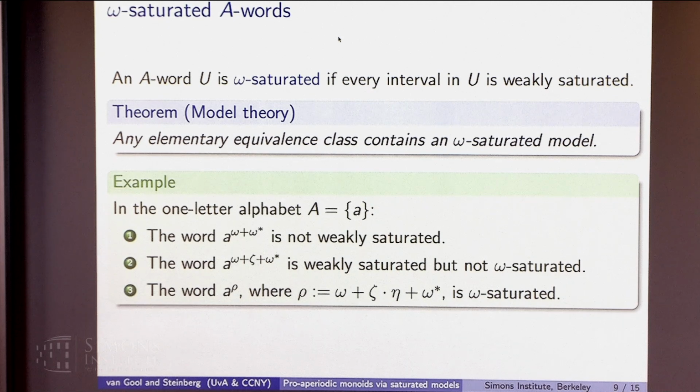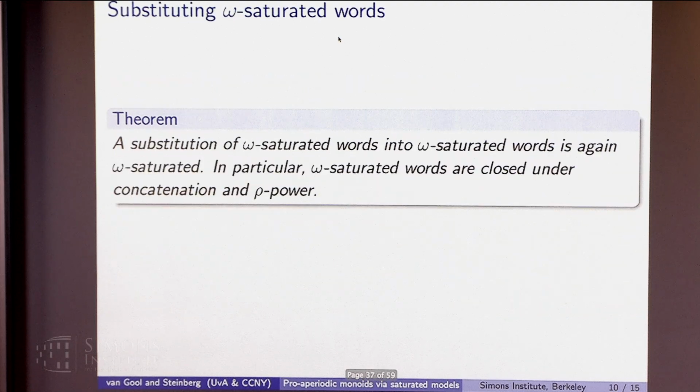Okay, but at least for model theory, I know that I always have them in every class. And now, kind of an important fact that makes the machine work is that if you choose omega saturated words and you substitute them into omega saturated words, the result is still omega saturated. In particular, if you concatenate, I didn't mention this, but concatenation is a very simple substitution into the word 0, 1, or AB, where you put something in the first place, put something in the second place.